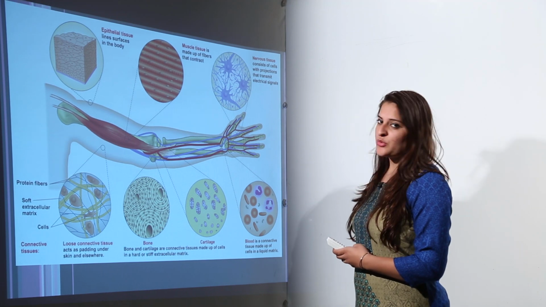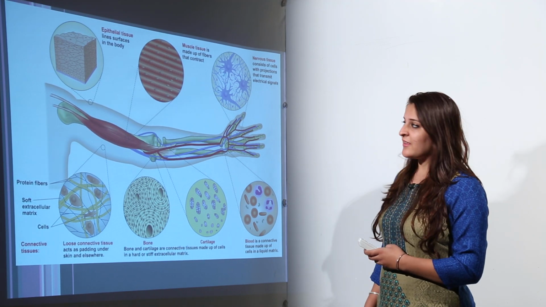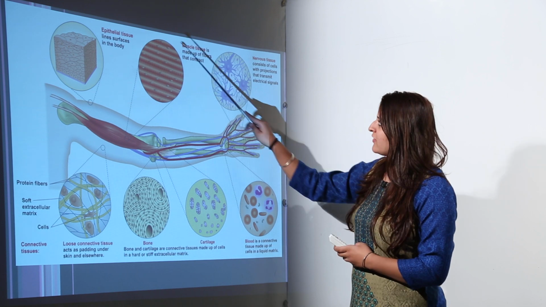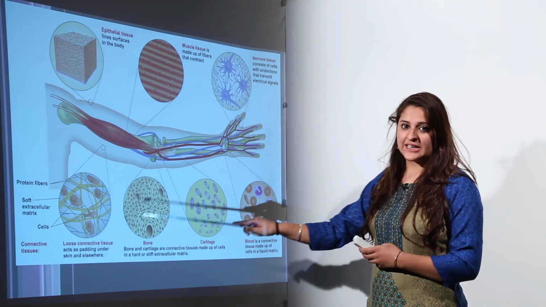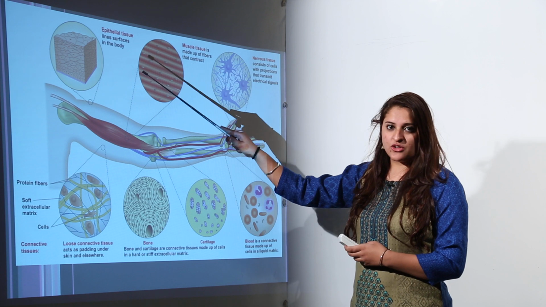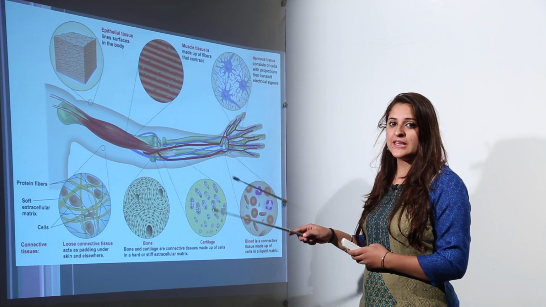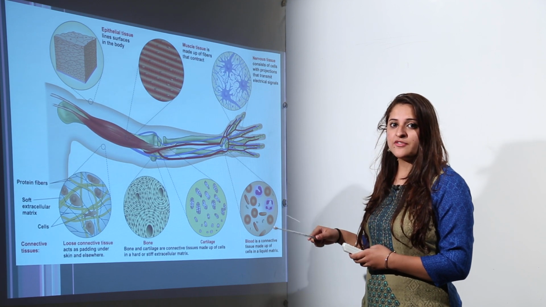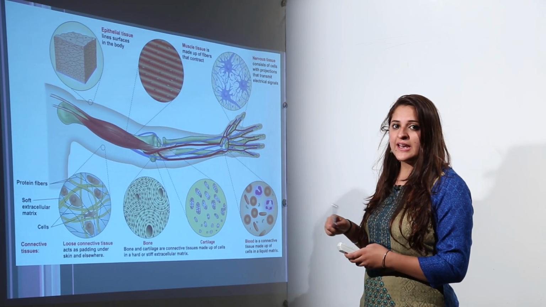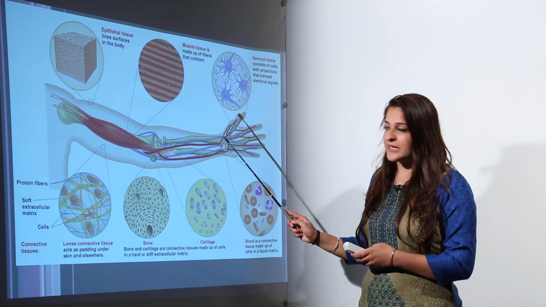Moving on to animal tissues. Animal tissues are of 4 types. One is epithelial tissue, one is muscle tissue, nervous tissue and connective tissue. What is the epithelial tissue? Epithelial tissue consists of epithelial cells, and these cells actually line the surface of the body or the surface of the body cavities or the inner lining of the skin. So, those are the epithelial tissues.